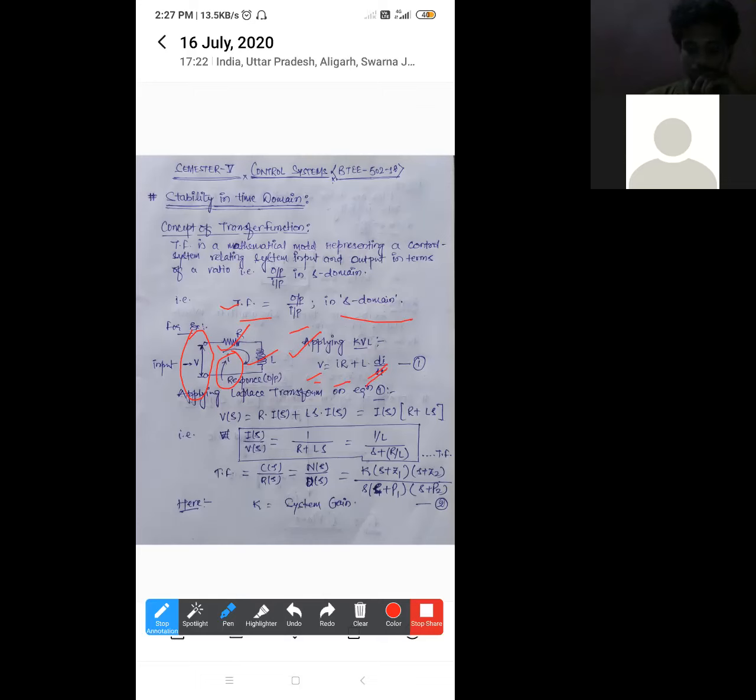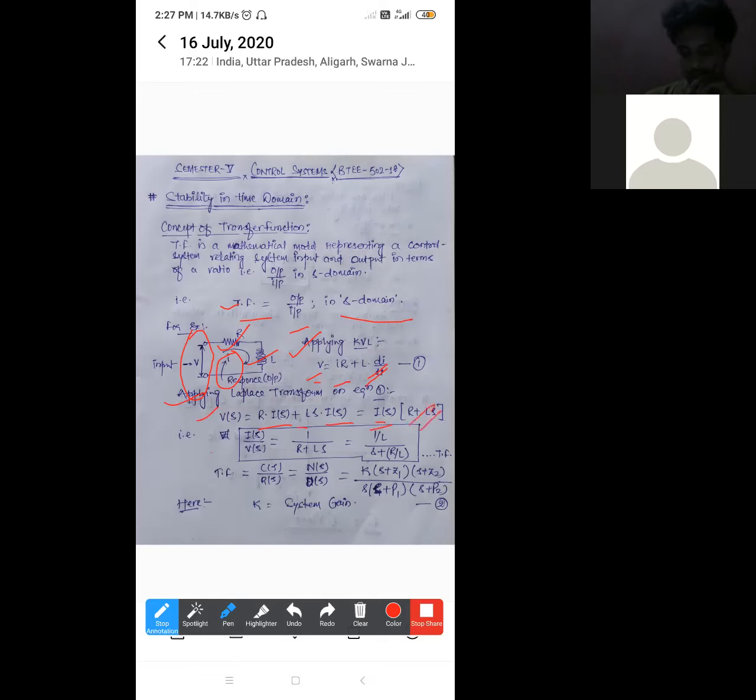In the next step, we can apply Laplace transform on equation 1. So after applying Laplace transform on equation 1, we can write the equation as V(s) equals R into I(s) plus Ls into I(s). We take I(s) common, so I(s) times (R plus Ls).